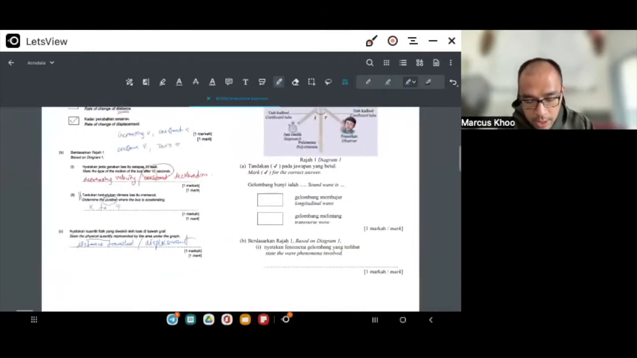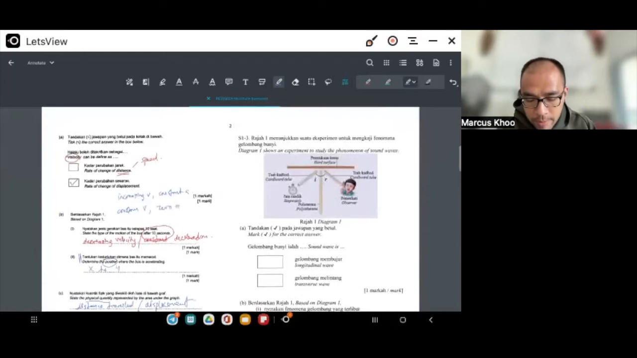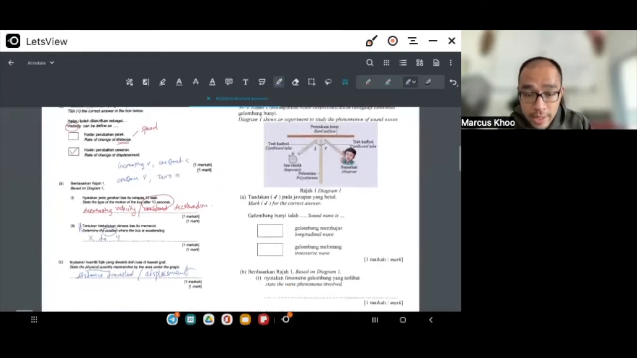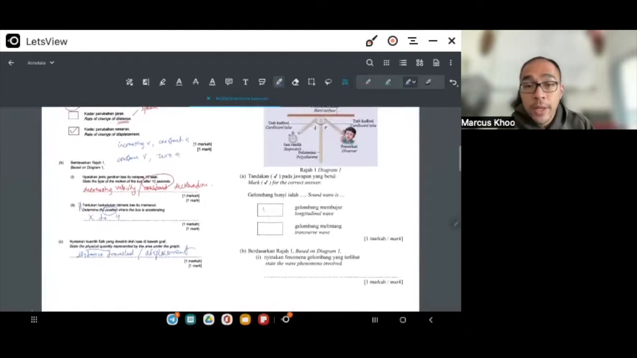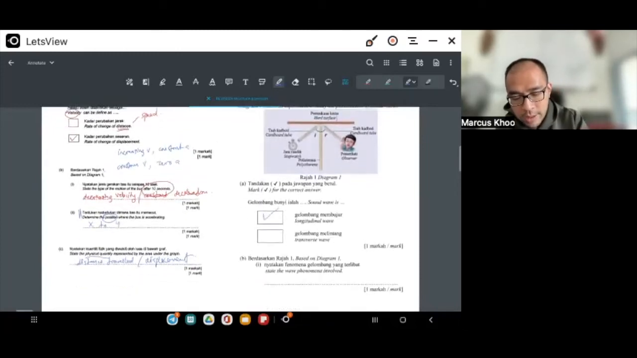Next question. Diagram 1 shows an experiment to study the phenomenon of sound waves. So sound is obviously a longitudinal wave. Sound is the only wave that is longitudinal. Everything else is transverse. Water waves are transverse, and light wave is electromagnetic, but most of the other things are transverse waves. Only sound we know is longitudinal. Now the wave phenomenon that is involved, this one is obviously reflection.